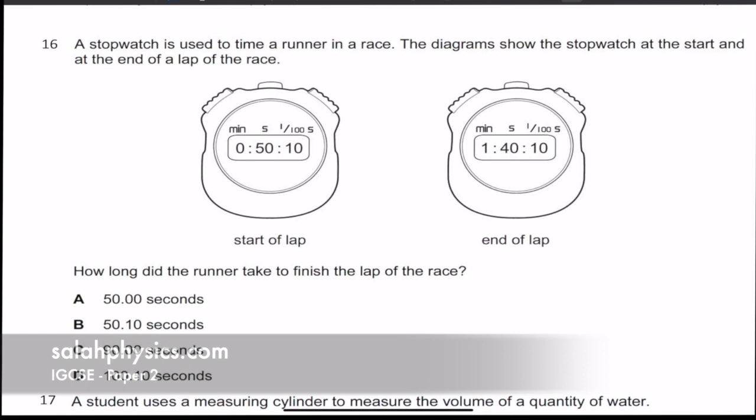How long did the runner take to finish the lap of the race? You know, final minus initial, right? But be careful, because I'm going to cancel this 1 minute and I'll take it here as 60 seconds. So I have 100 seconds in this section. Then you can do the subtraction normally. 100 minus 50 is going to give you 50 again. So the right answer here is supposed to be A. And this 10 will cancel this 10 when it comes to subtraction.